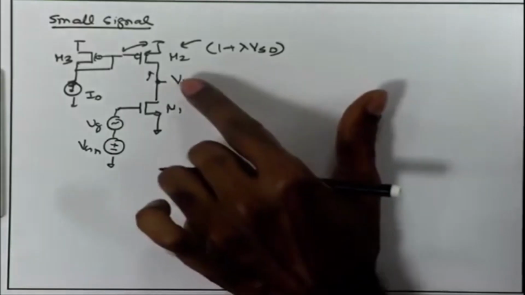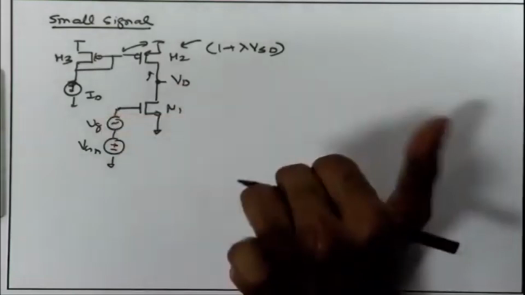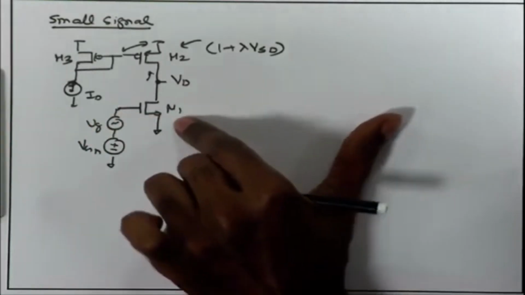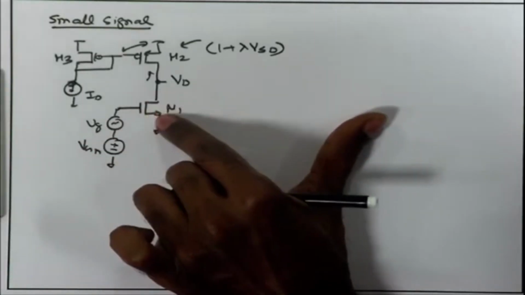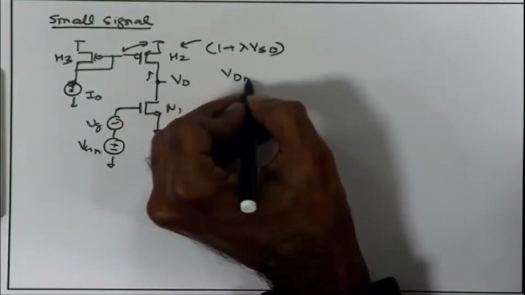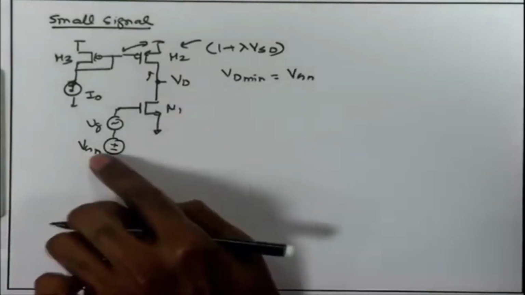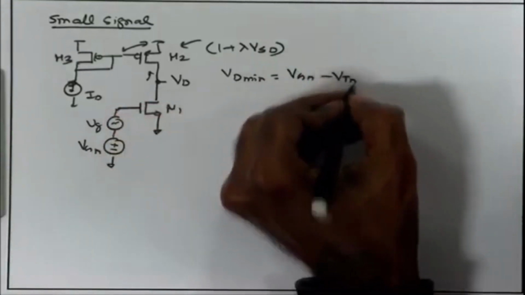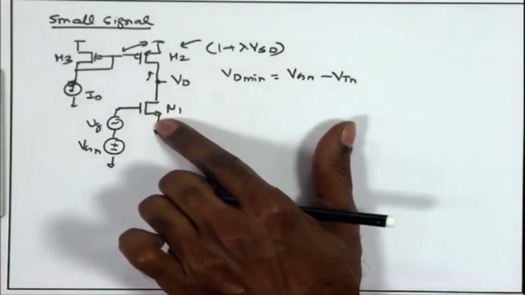Now, towards the lower side, when the VD is going down because of an increasing small vg, M1 will be in trouble, because the moment VD goes down below VGN minus VTN, M1 will be entering into triode region. So, we can write VD min is going to be equal to VGN, the DC voltage over here, VGN minus VTN. If the VD goes below this, M1 is going to enter into triode region.